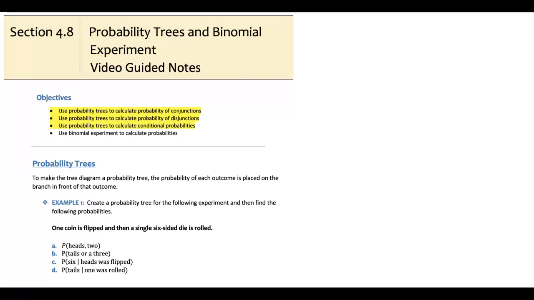Section 4.8, Video 1, Probability Trees and Binomial Experiment. In this video, we will cover the following objectives. Use probability trees to calculate probability of conjunctions, probabilities of disjunctions, and conditional probabilities.